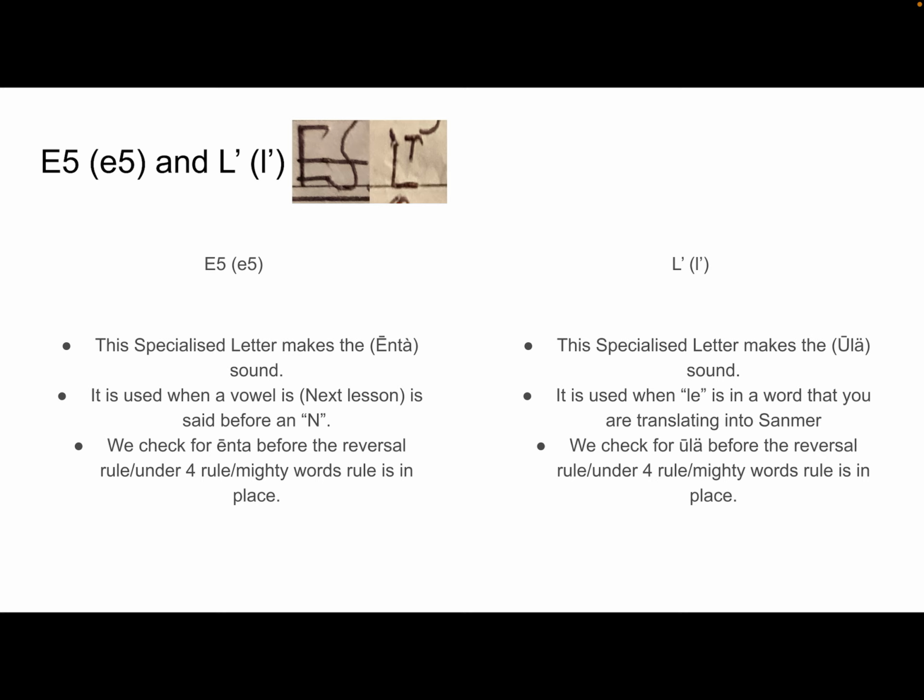Ulla. This specialized letter makes the ulla sound. It is used when le is in a word that you are translating into Sanmar. We check for ulla before the reversal rule, under for rule, and mighty words rule is in place.